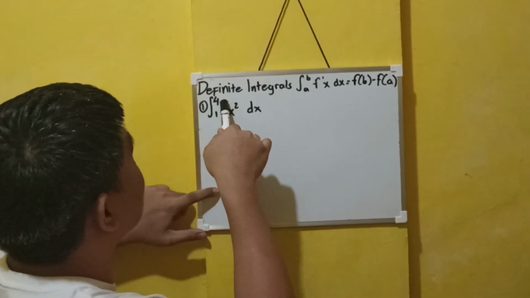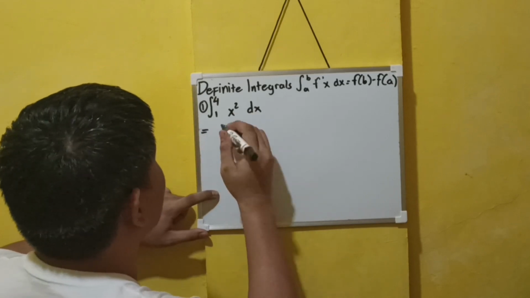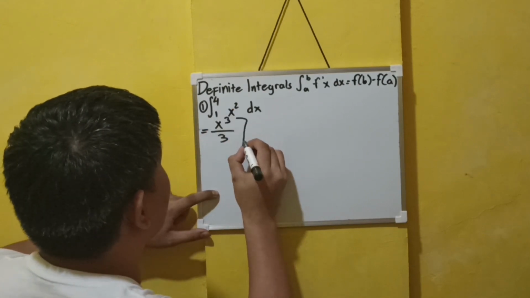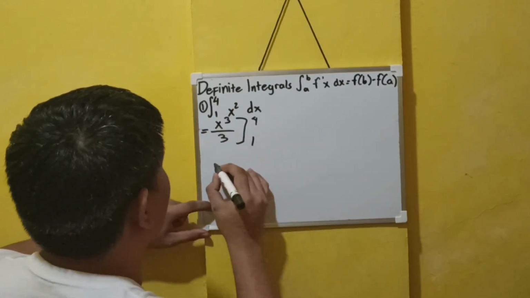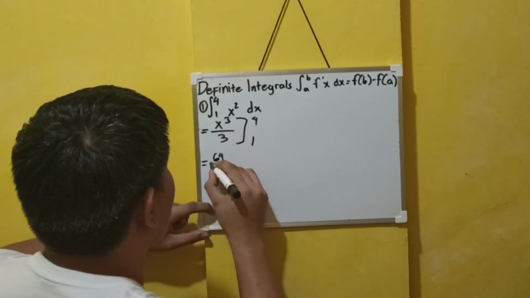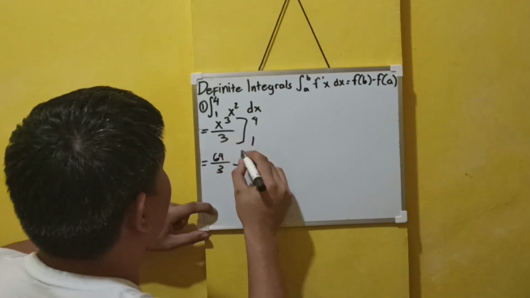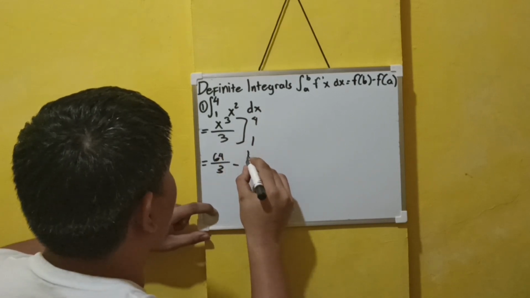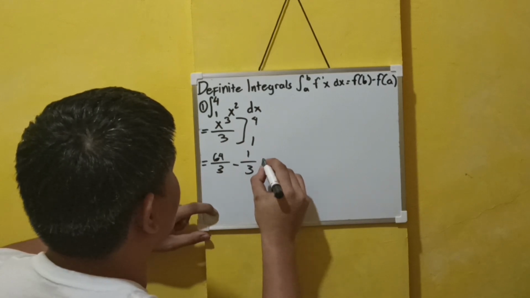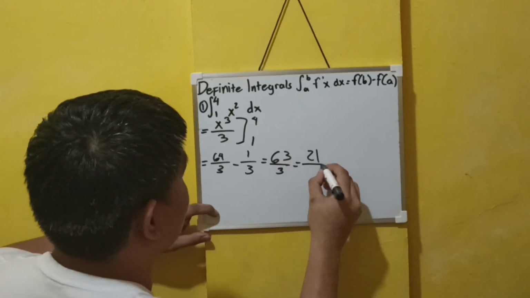We have here the integral of x squared dx from 1 to 4. First, let's integrate the function. The integral of x squared is x cubed over 3 from 1 to 4. To get this, let's substitute b to the function. Then, subtract the value that you will get when you substitute a to the function, which in this case is 1. So 1 cubed is still 1 over 3. This results to 63 over 3, which gives us 21.